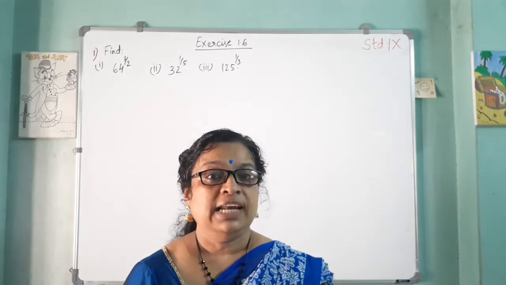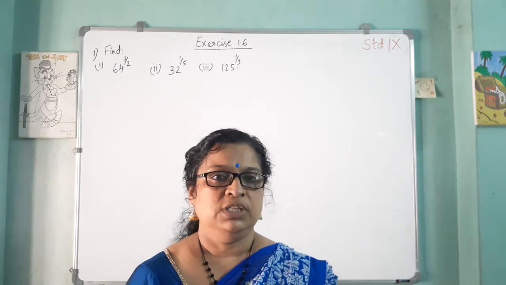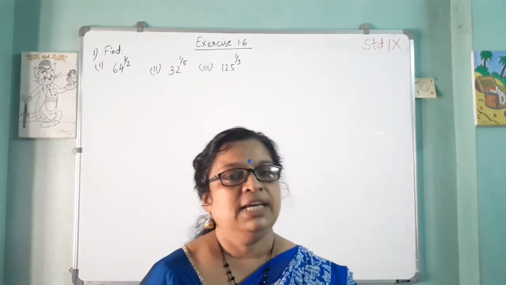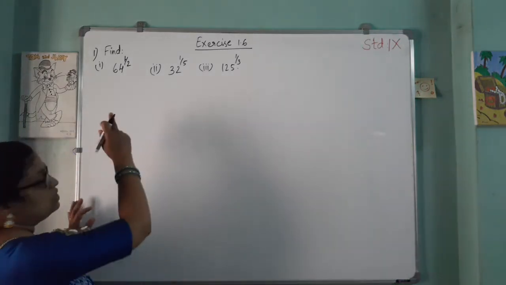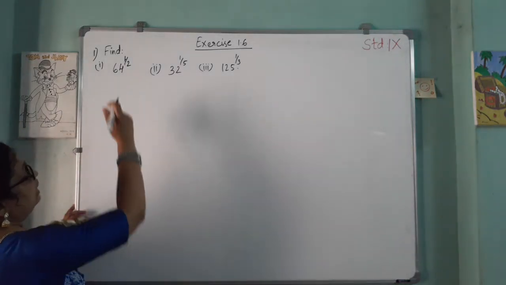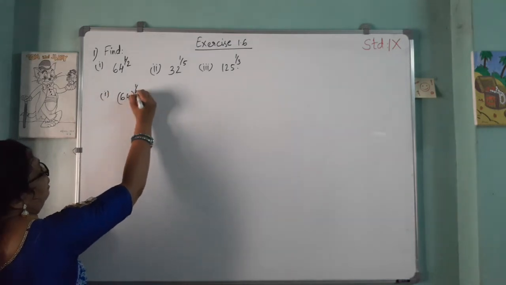Now we will do the last exercise of this lesson, that is exercise 1.6. Now the problems we can simplify through calculus. Okay, so first question, find 64 raised to 1 by 2.